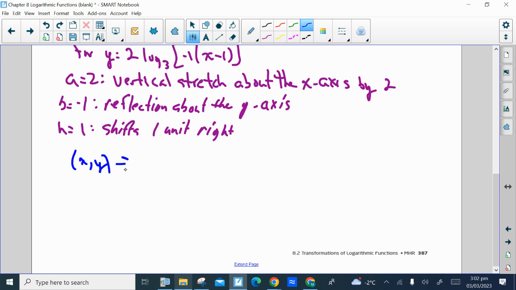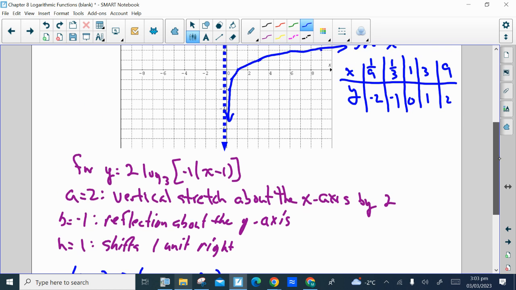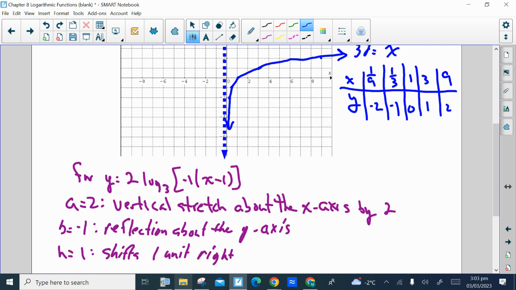So from this, we can write our mapping notation. The part that's going to affect the x values is the reflection over the y-axis. You'll multiply x by negative 1. And then if we go 1 unit to the right, we're also going to add 1 onto all the x values. The y values are multiplied by 2 because of our a value of 2, our vertical stretch about the x-axis by 2. So again, we don't have to use all the points here, but we'll use some of them. Because the graph shifted 1 to the right, that means our vertical asymptote will shift 1 to the right.